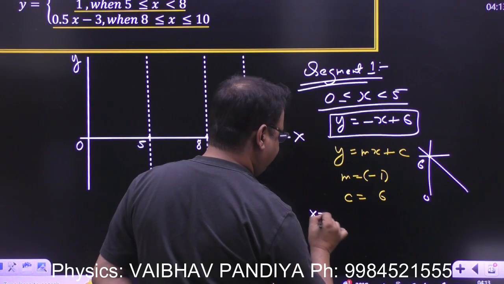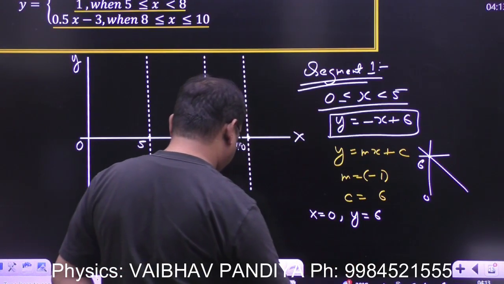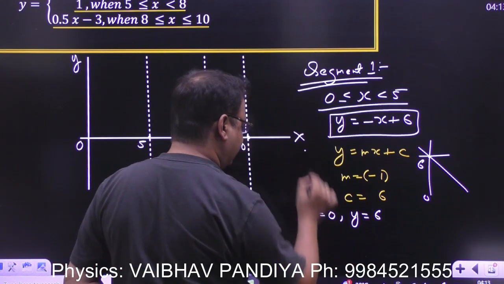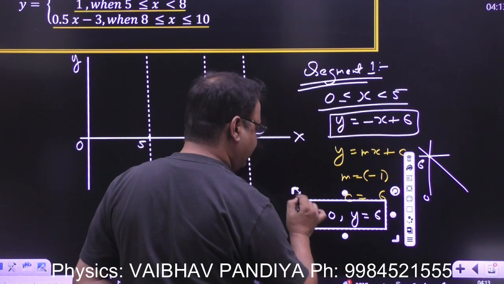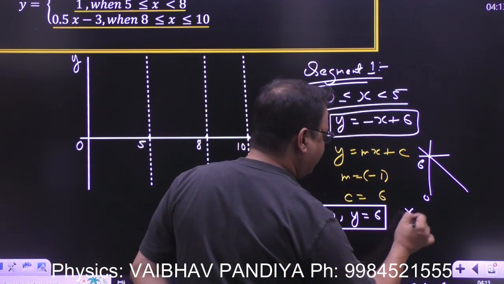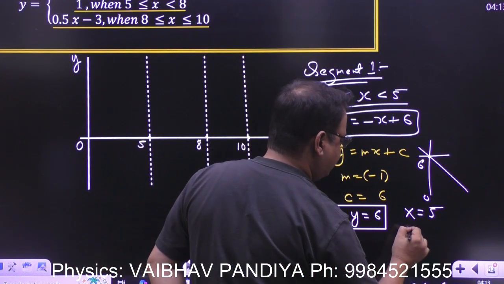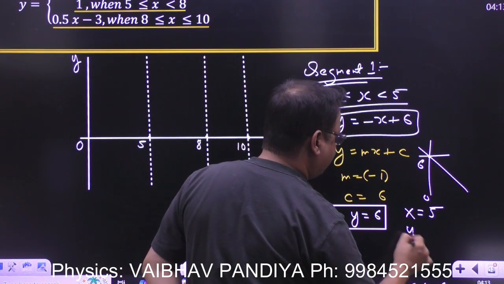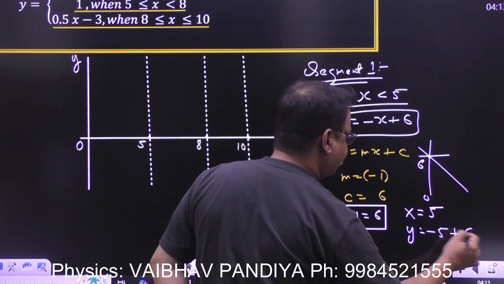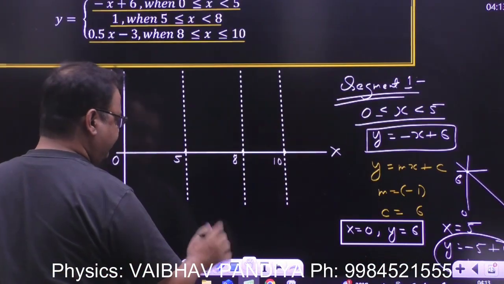So at the initial point you can directly find the graph. If you see x is equal to 0, y will be equal to what? 6. And this you can also find by the intercept even without calculating. That's why I've written earlier too. You see y is equal to 6. So this is the initial point for segment 1, and the final point is what? 5. That is the final point. At this point y will come to be minus 5 plus 6, so y will come to be 1. So I can make the first line.